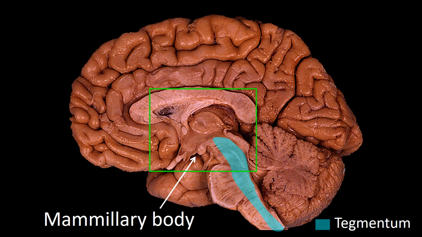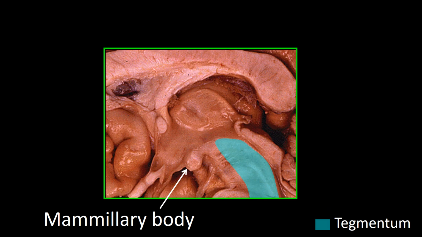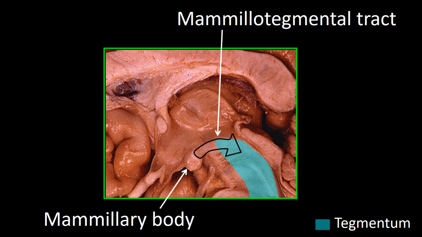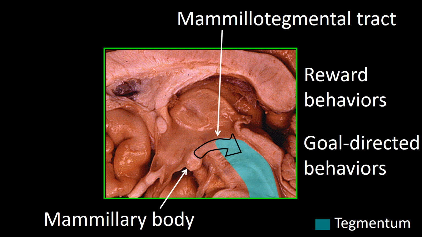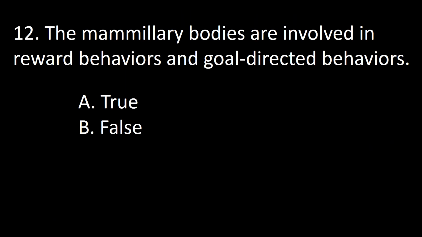I have now placed a square confining the center region of the mesial view of the brain and removed all labels except for the mammillary body and the tegmentum. Now I have enlarged it so we can better see these two regions. And now I have traced the mammillotegmental tract. This tract is very important for reward behavior and goal-directed behavior. So the answer to this question is true.